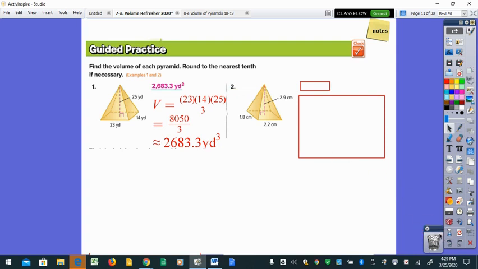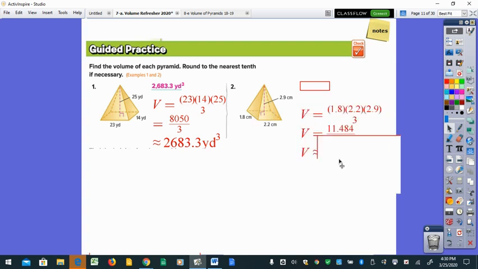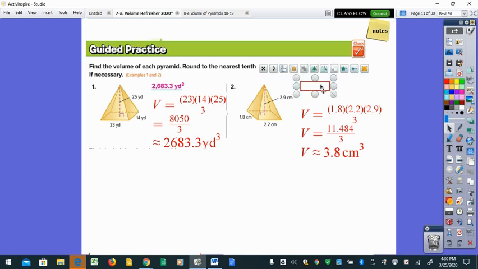We've got another rectangular based pyramid over here. So we're going to take the base area of 1.8 times 2.2, multiply it by the height. If you stopped there, it would be the volume of a prism. This isn't a prism. So we need to divide it by 3 to get the pyramid volume. And did you get about 3.8 centimeters cubed? Remember your units. You remember that those units are cubed for volume.